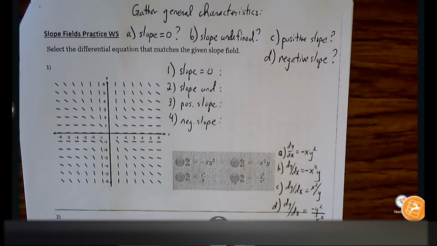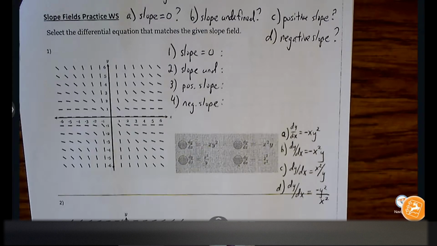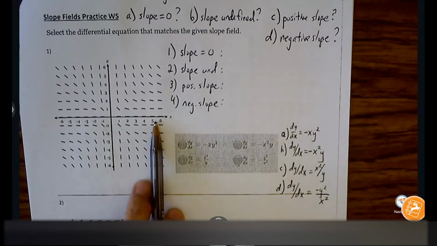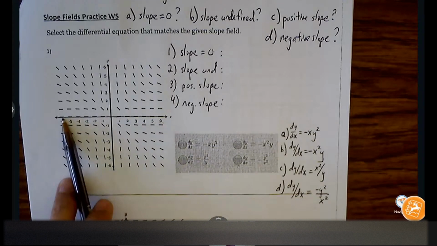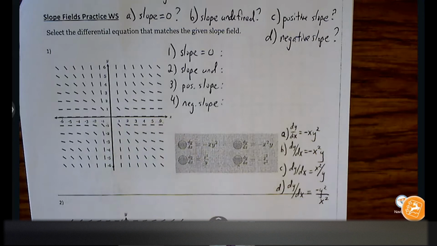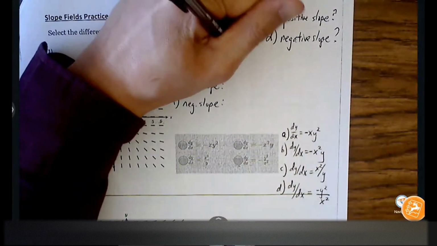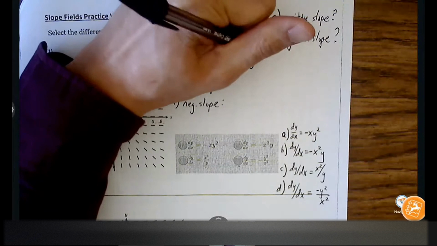Do we see a collection of slope zeros on this slope field? On the x-axis, okay. Now this problem is a little bit nicer because it's not hiding that information. We can see the accented lines there. But just be aware, sometimes the x-axis hides information, forcing us to look elsewhere to gather information. In this case we can tell, so we'll say slope equals 0 on the x-axis, when y equals 0.